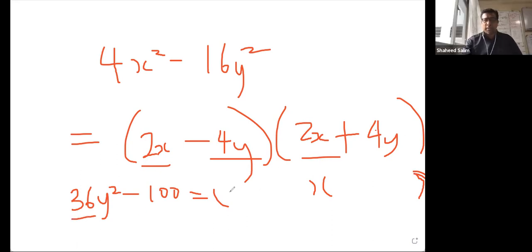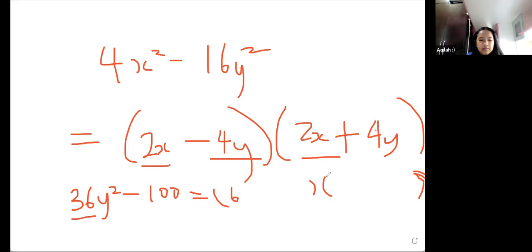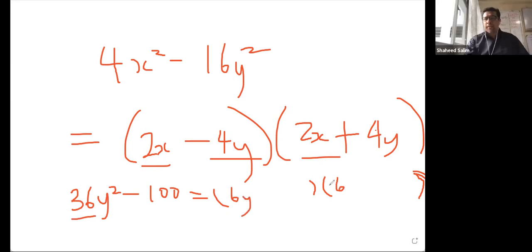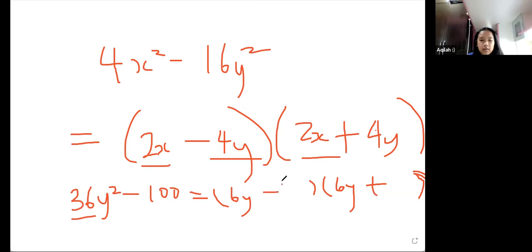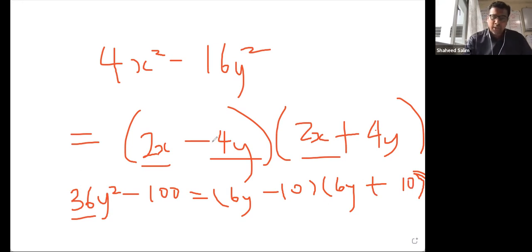Square root of 36? 6. Square root of y squared? y. And then square root of 100? 10. You know how to do this one? You don't need to do crisscross. Just look at the button. It has to be minus.